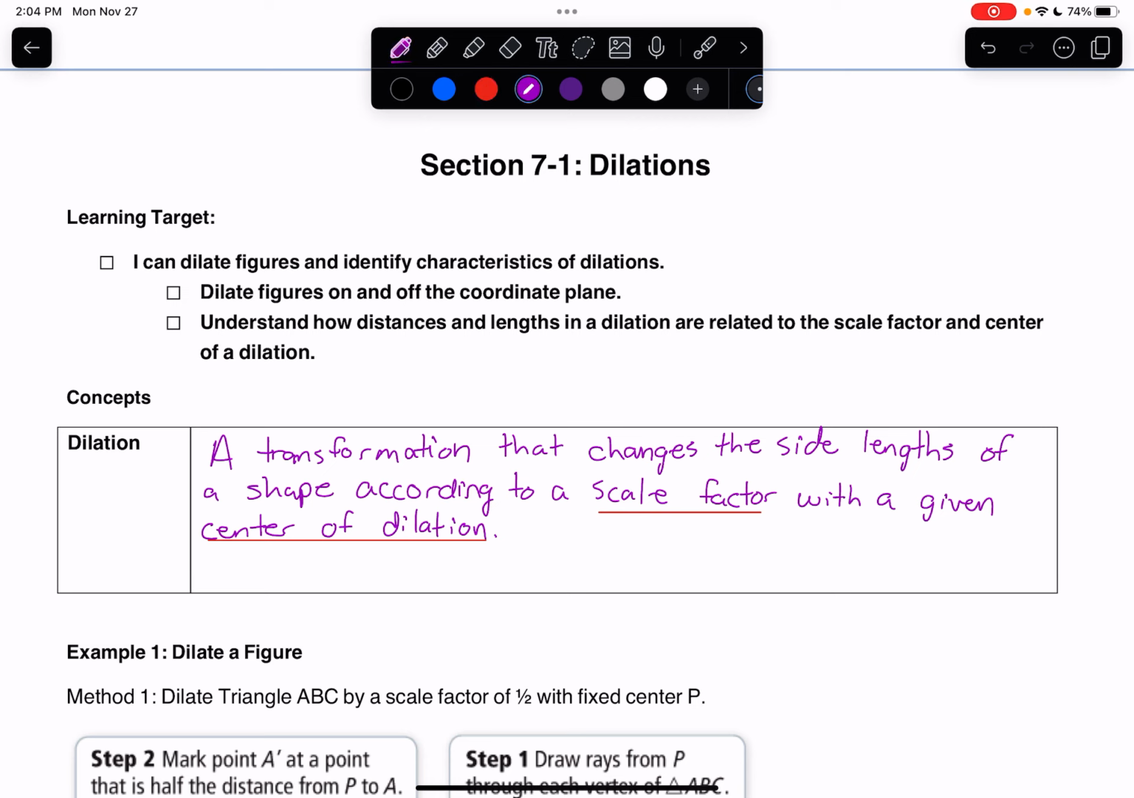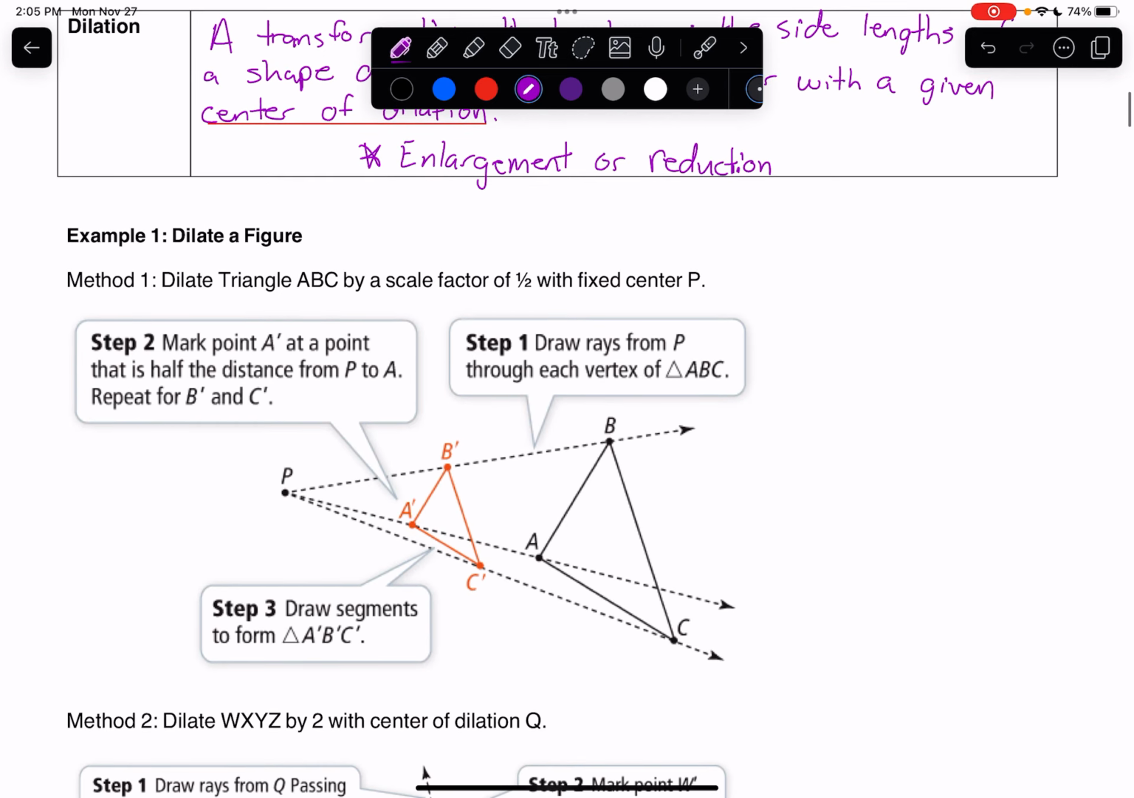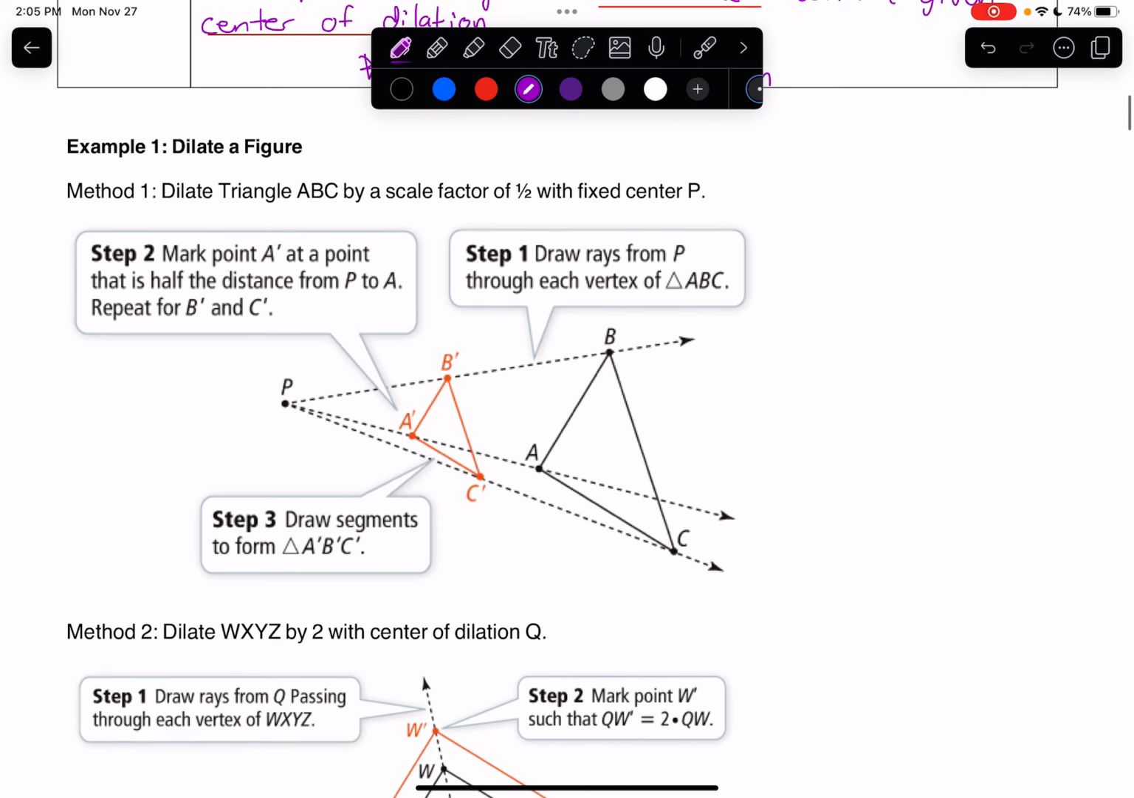The other thing that I want you to write down about a dilation is that it can be an enlargement, making something bigger, or a reduction, making something smaller. And the scale factor will tell us which one it is. Example 1, we're going to really just kind of talk through. I'm not going to make you do example 1 because that would require rulers, and it's really not that important. So this is just showing you how dilations work.